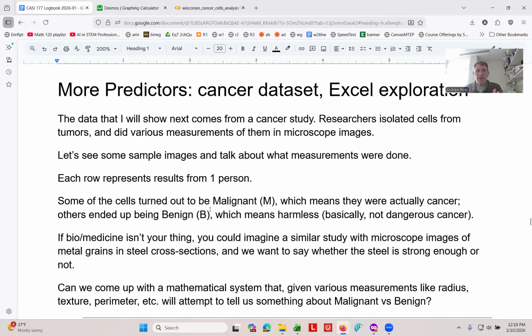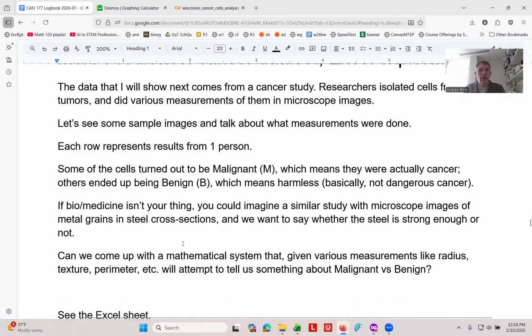If biomedicine isn't your thing, you can imagine a similar study where we take cross sections of steel, take microscope images of those, and look at the metal grains, and we want to say whether or not the steel is strong enough for this particular application. So we want to come up with a mathematical system that, given various measurements like radius, texture, perimeter, etc., will attempt to tell us something about whether it's malignant or benign.